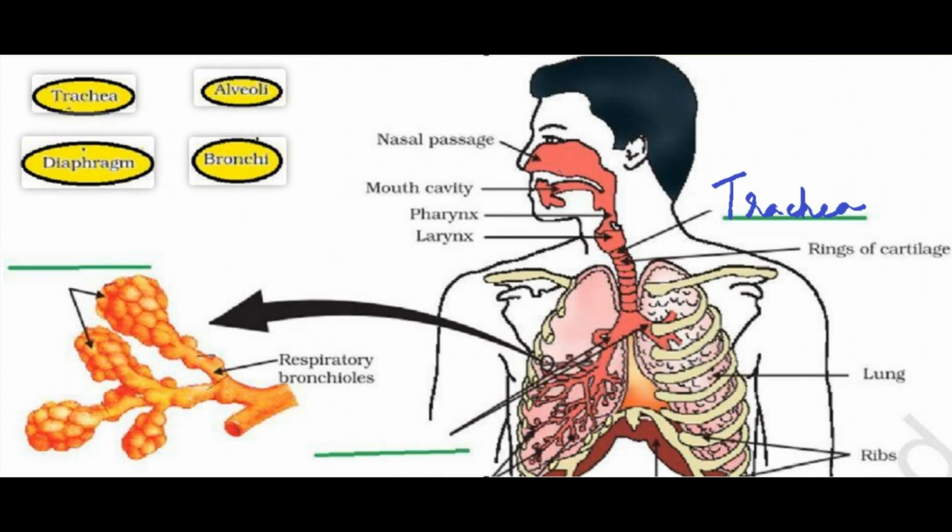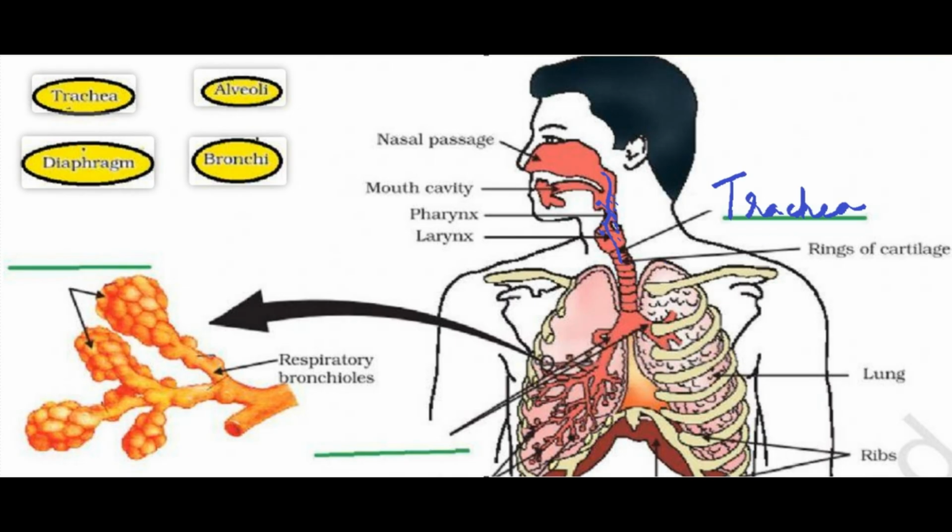Nasal passage, the air goes, then there's a mouth cavity here. Then the air will reach the pharynx, then the larynx, and then it goes to this trachea. On the way, the air can be filtered by mucus, as mucus can trap the dust particles and germs. At the same time, there are fine hairs throughout the nasal passage. So we have reached the trachea.